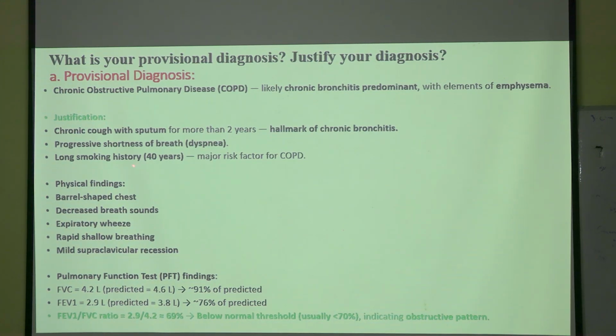So the information mentioned here is part of the provisional diagnosis, and we can use this FEV1 FVC ratio also for diagnosis purposes. Now other than this, we have some physical findings like barrel shaped chest, decreased breath sounds, expiratory wheeze, rapid shallow breathing, and mild supraclavicular recession. Now we have the different factors related to the disease development.